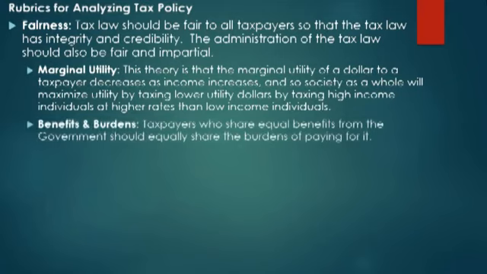Next, you've got this concept of benefits and burdens. And the idea here is that taxpayers who share equal benefits from the government should equally share the burdens of paying for it. And alternatively, taxpayers who receive more benefits should, in theory, pay more. And so this is more or less the concept, once again, tied into the concept of fairness. People who get a lot from the government should, in fact, pay a lot. Now, this can also support a progressive tax system. I've seen this argued both ways. But it could also support a regressive.